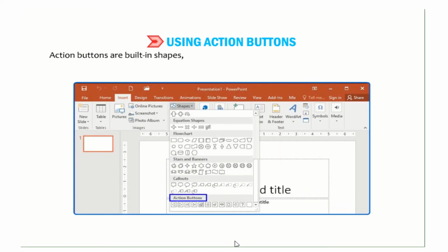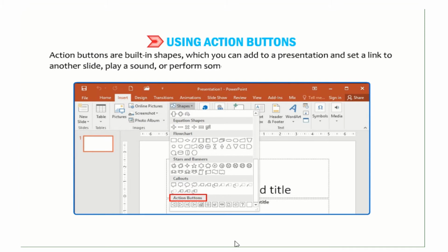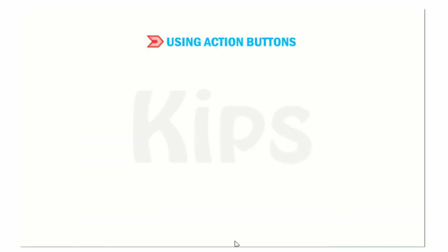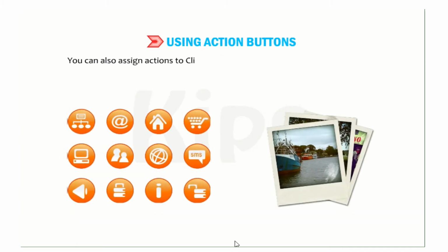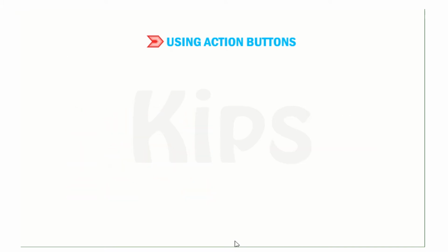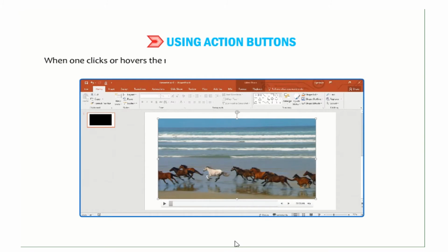Action buttons are built-in shapes which you can add to a presentation and set a link to another slide, play a sound, or perform some other action. You can also assign actions to clip art, pictures, or the text in a SmartArt graphic. When one clicks or hovers the mouse pointer on the button, the selected action will occur.